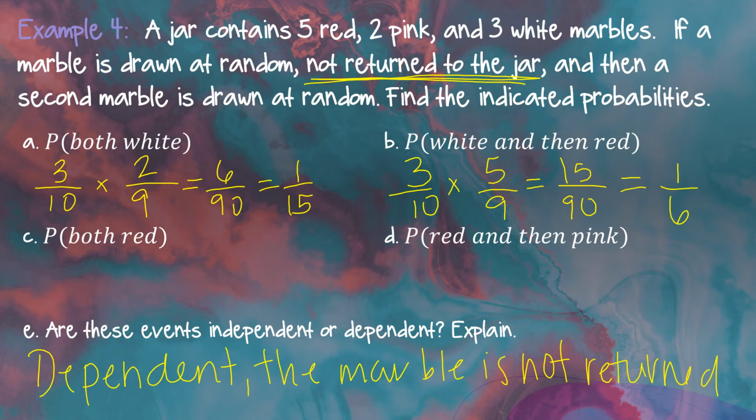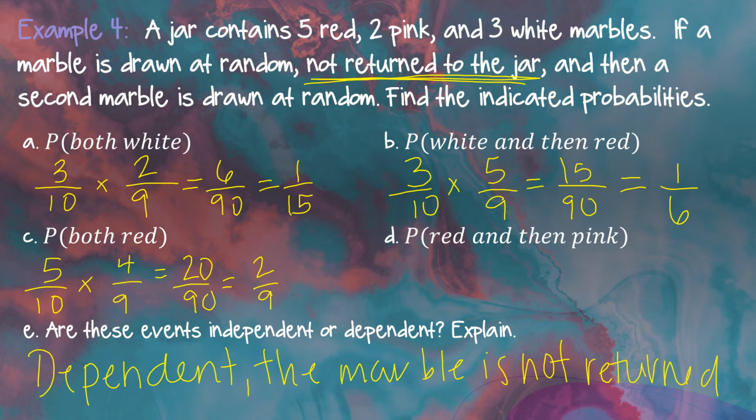Okay, both red. So 5 out of 10 for the first drawn. And then you take that red marble out. So now there's only 4 red marbles remaining. And since you left that marble out, there's only 9 marbles left in the jar. So 4 times 5 is 20. And then 10 times 9 is 90. And that simplifies. Those are both divisible by 10, 2/9.